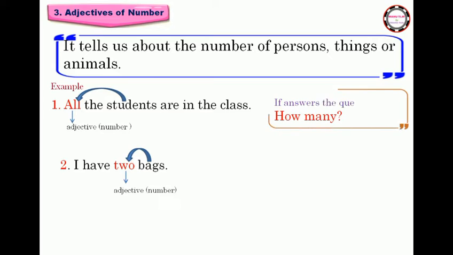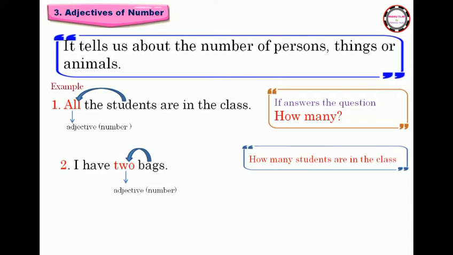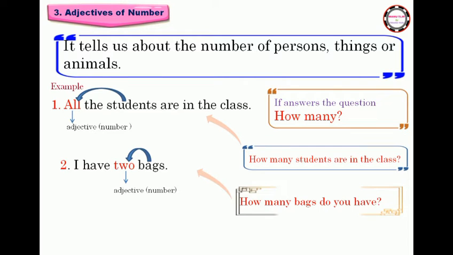Questions start with how many. First sentence question like this: how many students are in the class? Second sentence question like this: how many bags do you have?